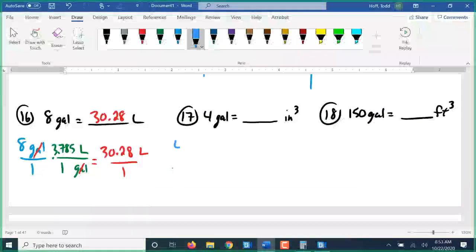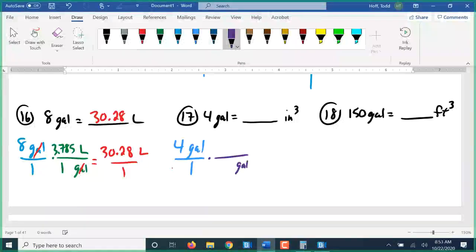4 gallons going into cubic inches. I'll put 4 gallons over 1. I'll put gallons on bottom so they cancel out. 1 gallon is 231 cubic inches, approximately. This one is not exact. The gallons cancel out. 4 times 231 is 924 cubic inches.